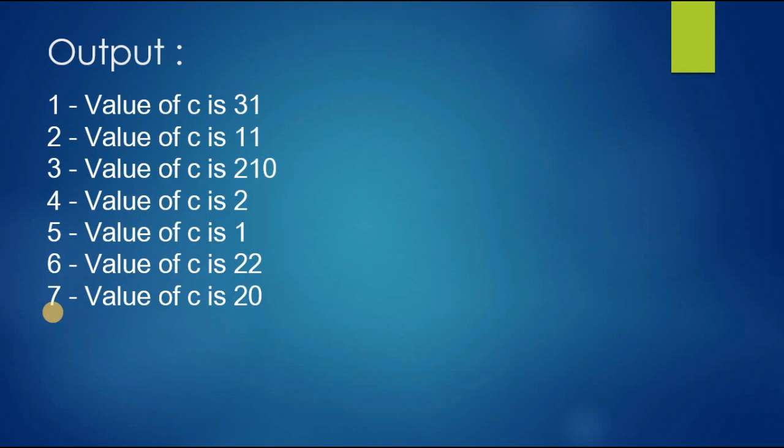Sixth, the value of c is 22, which is the increment operator. And seventh, the value of c is 20, which is the decrement operator. This is how we got the output for all the arithmetic operators. This is what we learned in today's class about the arithmetic operators in C.